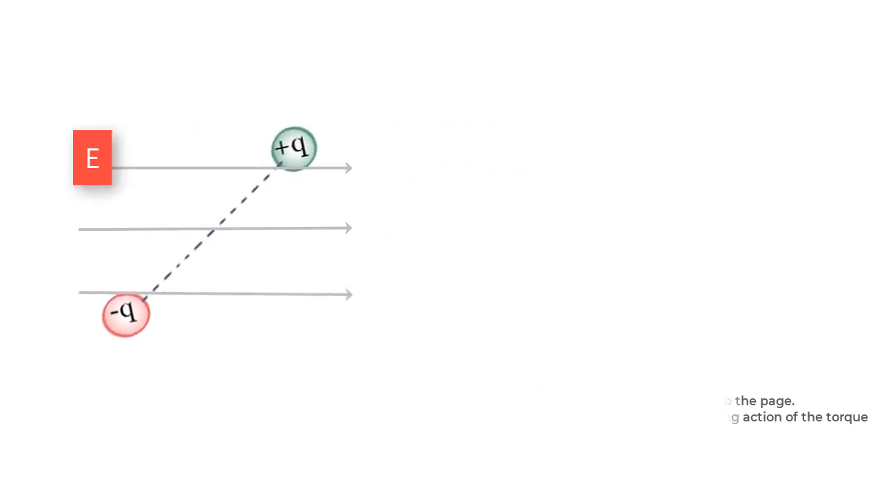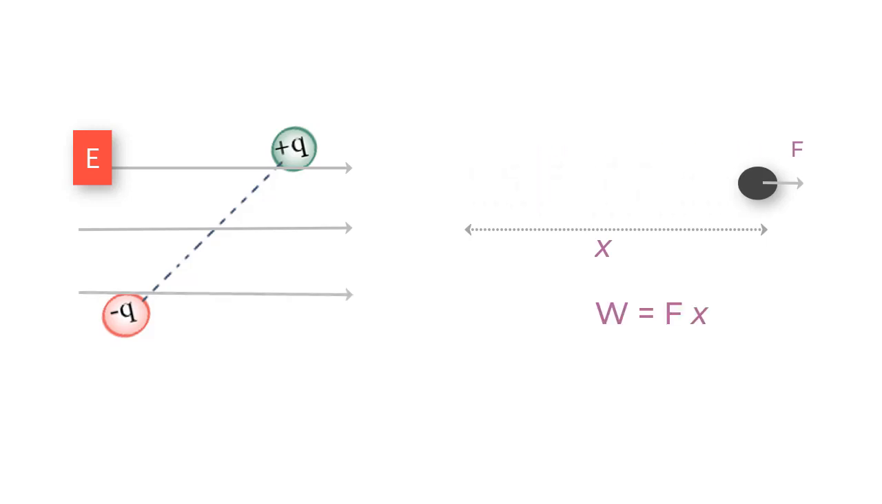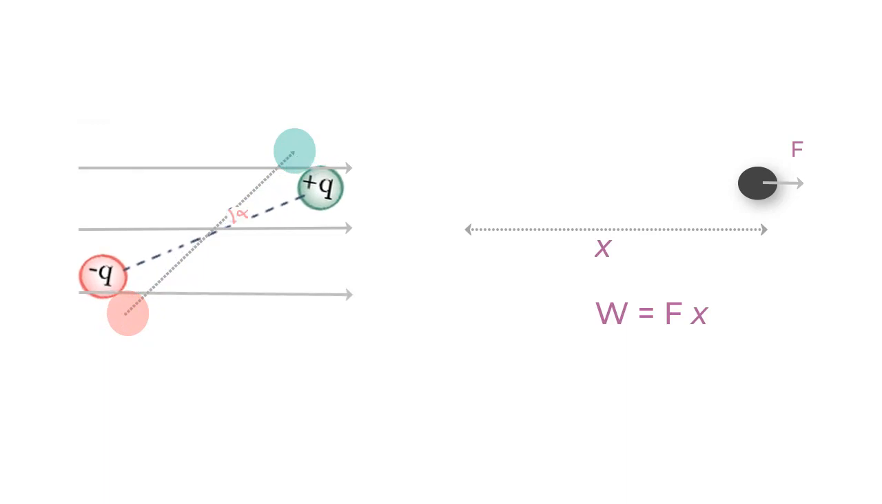So let us try to find the work done by this torque when the dipole turns, let's say, by an angle alpha. But before we do so, also recall that just the way we say that work done in linear motion is the product of force and displacement, say x, in rotation the equivalent of force is torque and the equivalent of displacement x is angle alpha, and therefore the work done is torque into alpha.